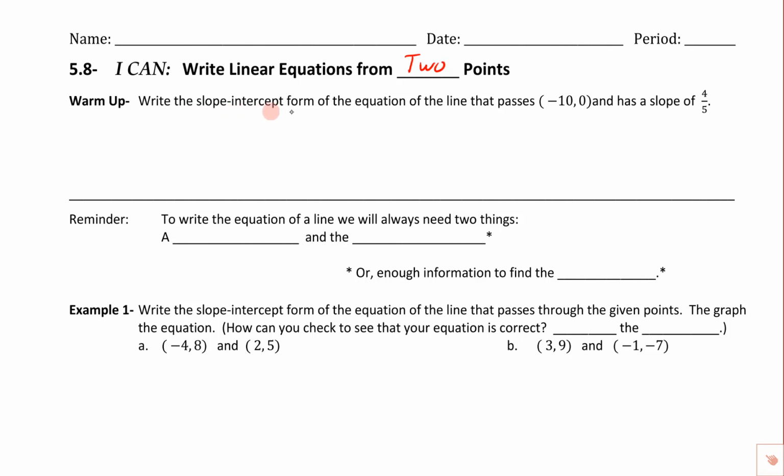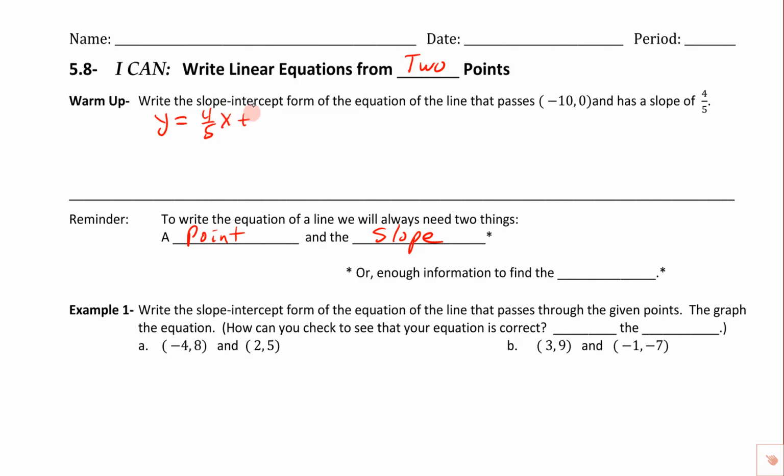So write the slope-intercept form of an equation of the line that passes through -10, 0. So there's our given point and has this slope right here. Remember, to write an equation of a line, we always need two things. We need a point and we need the slope. Well, that's exactly what they've given us right here. So we're going to say, well, gosh, that means y is equal to 4/5.